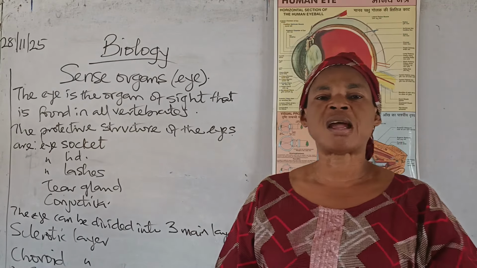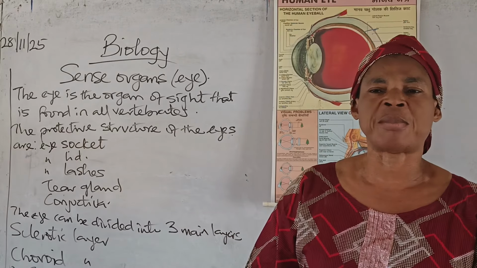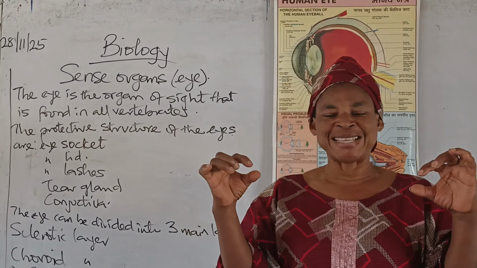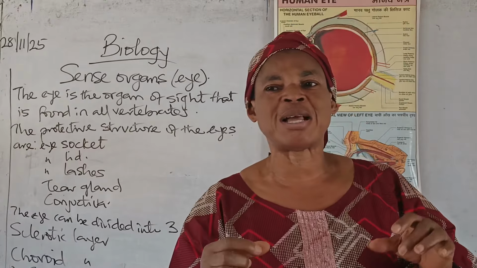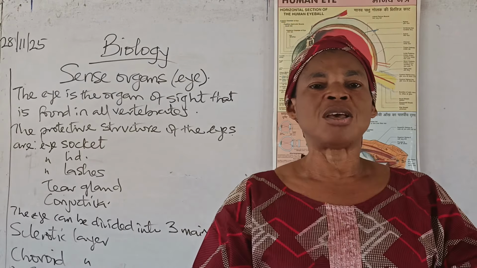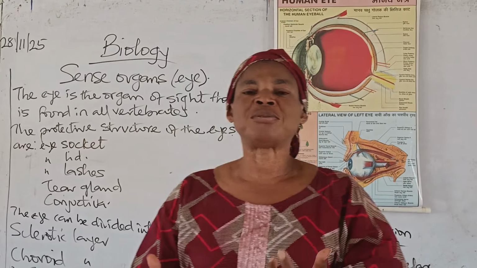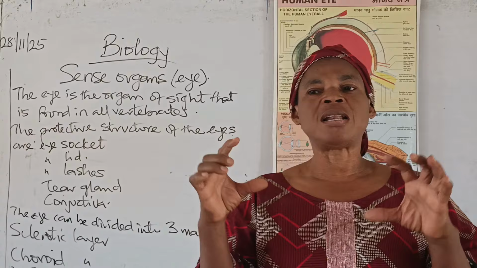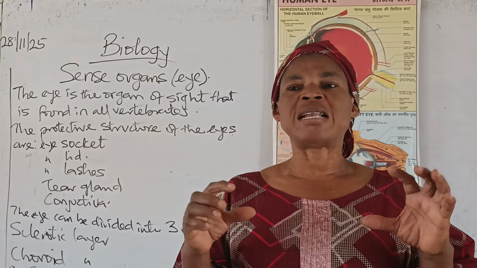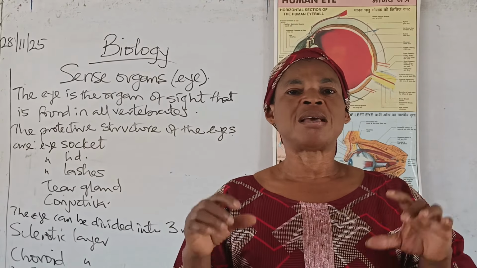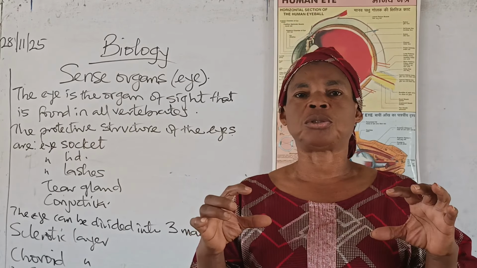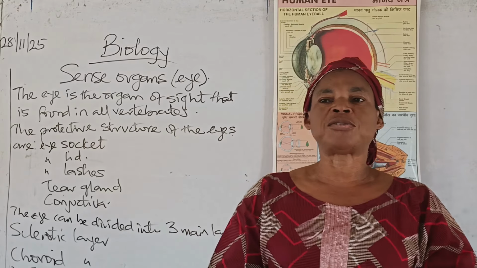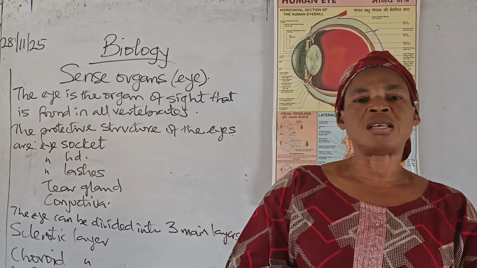And then at the front of the choroid layer, we have the ciliary muscle. And attached to the ciliary muscle is the suspensory ligament. The suspensory ligament is holding the lens. And the lens is what refracts the light, so that the image will now be formed on the retina. And the lens is elastic, transparent, and biconvex in nature. That means that we don't have the lens here, if not, I would have shown you how the lens looks like.